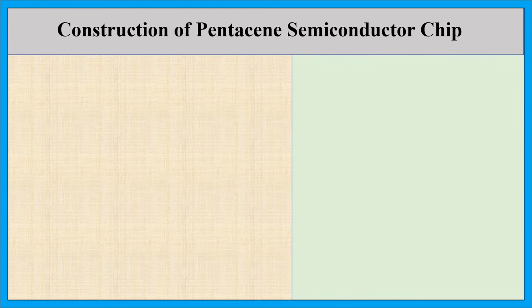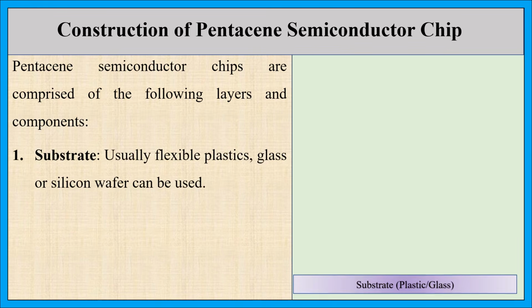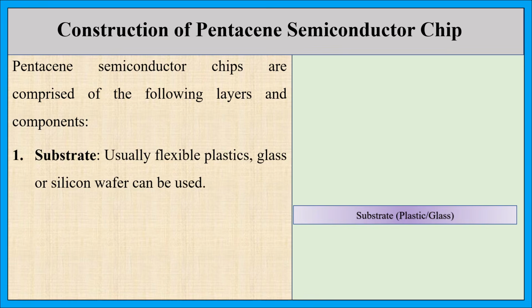Next, let us discuss about the construction of Pentacene Semiconductor Chip. This Pentacene Semiconductor Chip is comprised of the 5 layers. Let us see what are those 5 layers along with its components. The first layer is the substrate. A substrate is the base of the chip, and usually flexible plastics, glasses or silicon wafers can be used as the substrate.